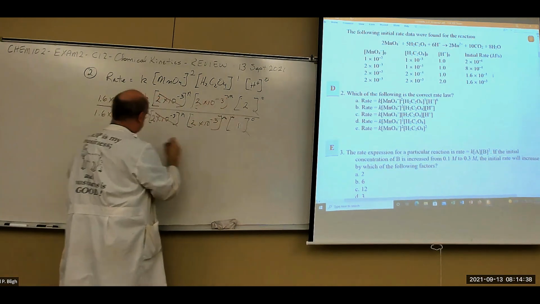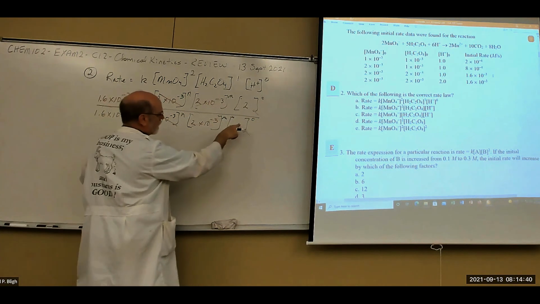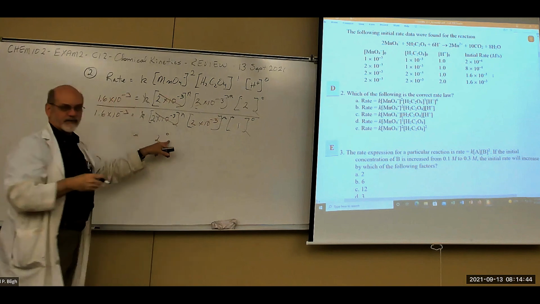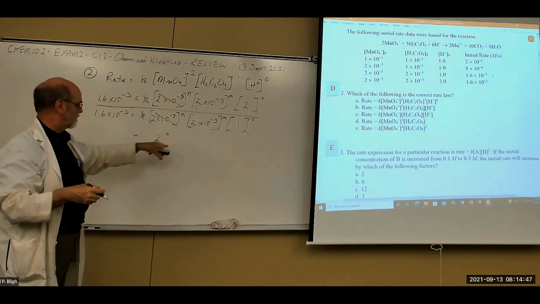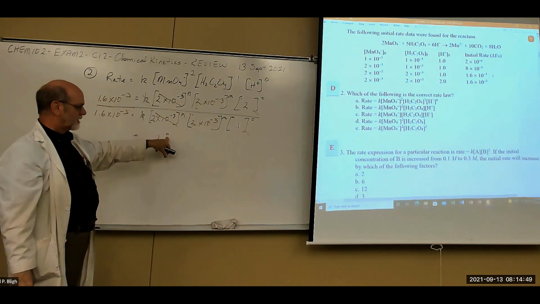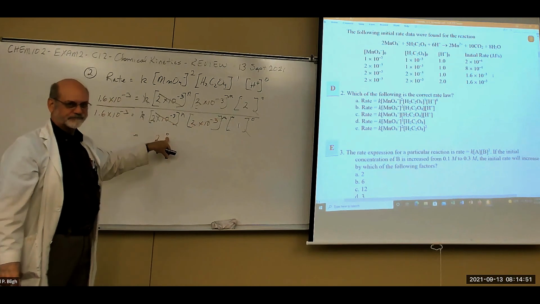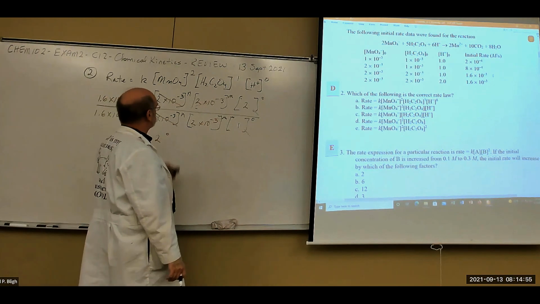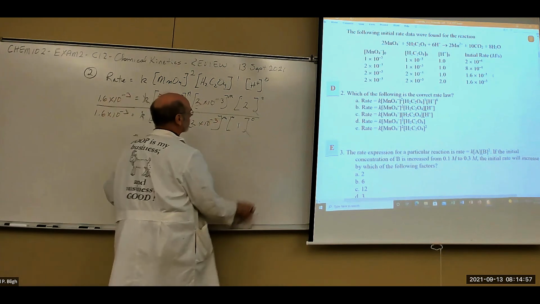We have 2 to whatever order it happens to be. I should have picked a different letter. That says it's 0 order. Maybe I should have used, let's see, P. How about P?